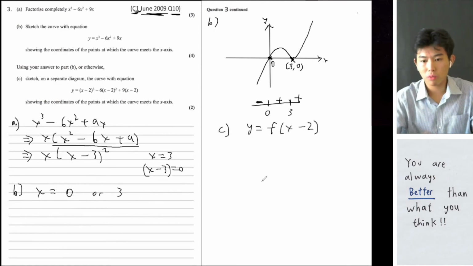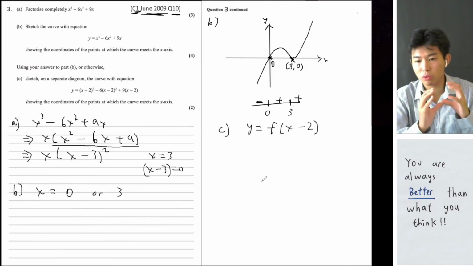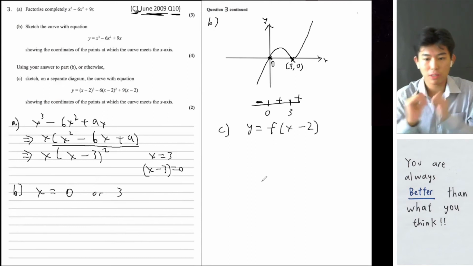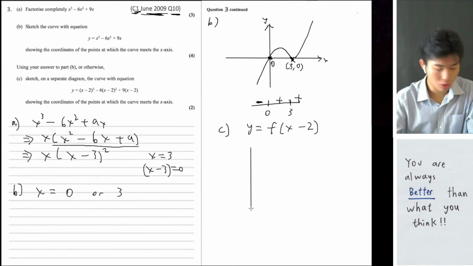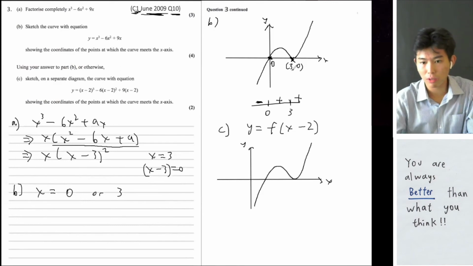So what we're gonna do, we have to move the whole curve to the right by 2 units. So it should look something like this. This one is y, and this one is x. Okay, so if I move this point to the right by 2 units, this would be what? 5, 0, right? And if I move this point here to the right by 2 units, it would be 2, 0. Okay, I'm gonna just write it down here, 2, 0, and 5, 0.